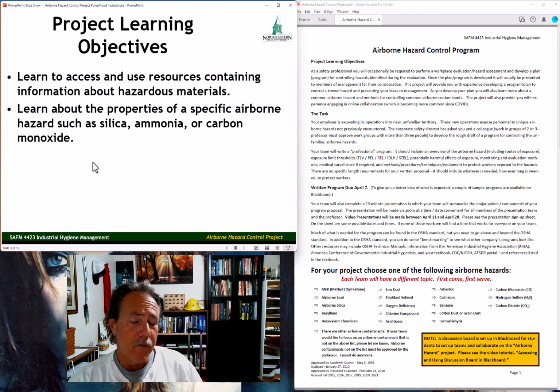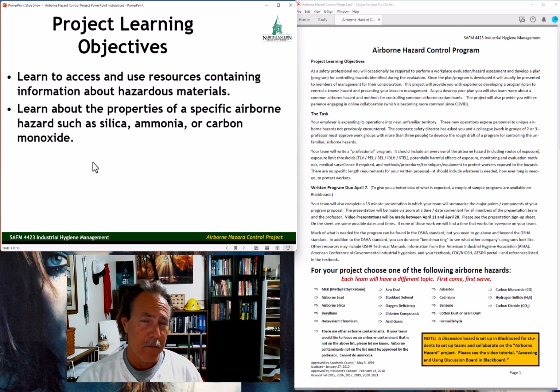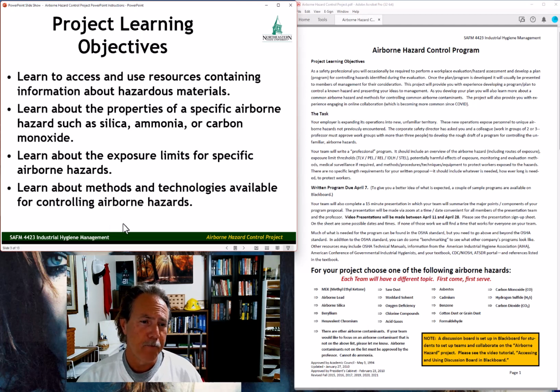Now, for your project, you're only going to focus on one, but when you learn how to find this information on one of these different contaminants, then it will be fairly easy for you to do research and find information on other types of contaminants as well. We're going to learn about the exposure limits in more detail for specific airborne hazards. We're going to learn about the different methods and technologies that are available for controlling airborne hazards.